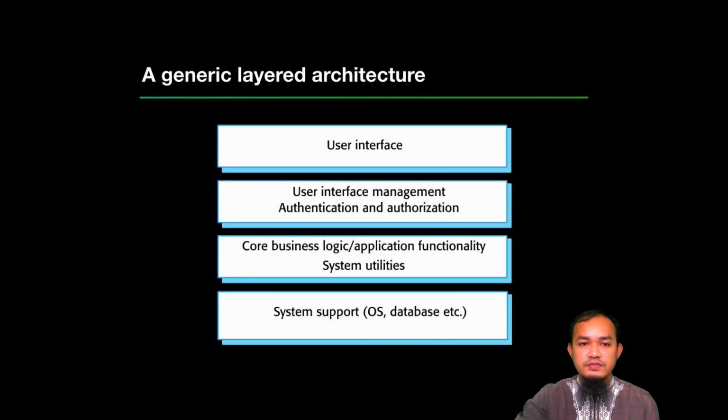This is an example of layer architecture. For example, here user interface is the top layer. User interface management, authentication, and authorization are the second layer. Core business logic, application functionality, and system utilities are the third layer, and the last layer is system support: OS, database, and so on. This is the layer architecture. Spring Boot and Java Spring implement layer architecture.